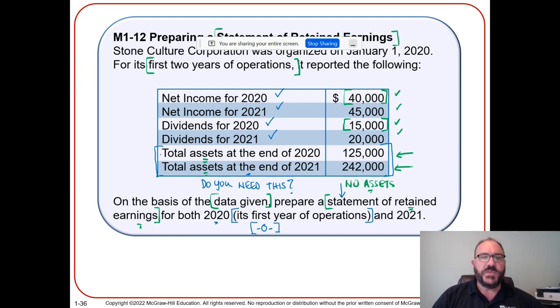Now, if you look, they also gave you this asset information here. So if you think back to this statement, does it say anything about assets on this statement? The answer to that question is no. So there are no assets here. The assets belong on the balance sheet. So you're like, well, why do they give that to you then? Well, it's to make sure you know what you're doing. It's what's called distractor information. They give you additional information just to make sure you really understand. So let's take a look at how to do this.